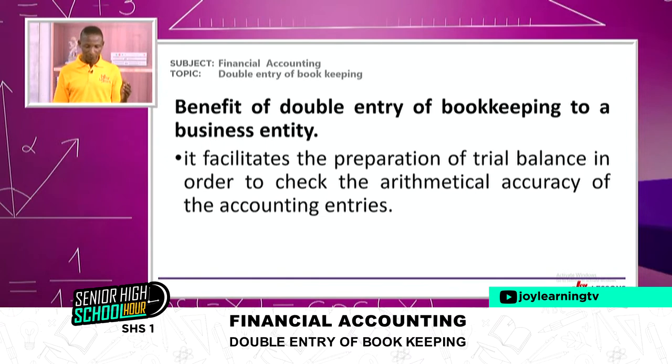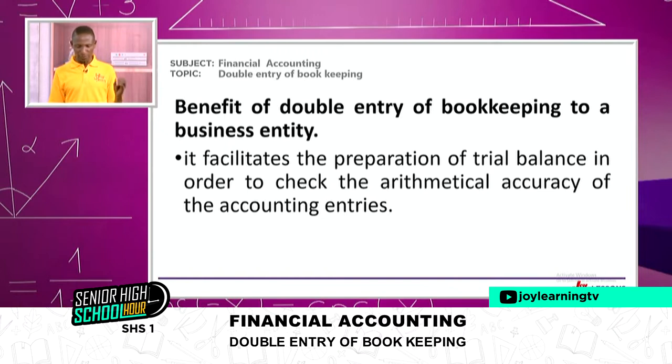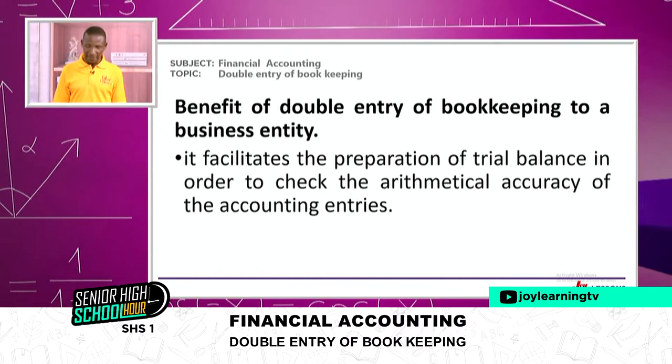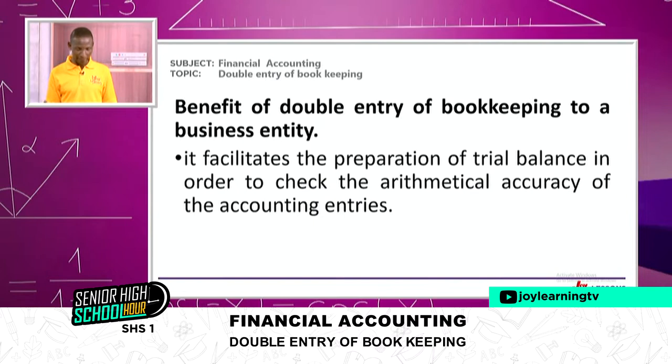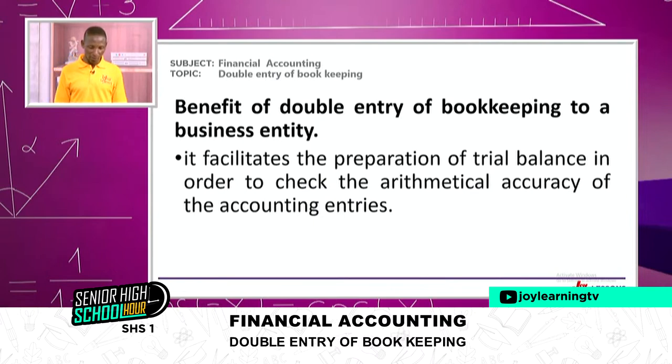What is being said here is that once it balances, then at least you have a reason to believe that what you have done is correct. So what this point is saying is that it gives us arithmetical accuracy. We know whether the entries passed are correct or wrong. Once you observe the double entry, you know whether your entries are accurate or not.